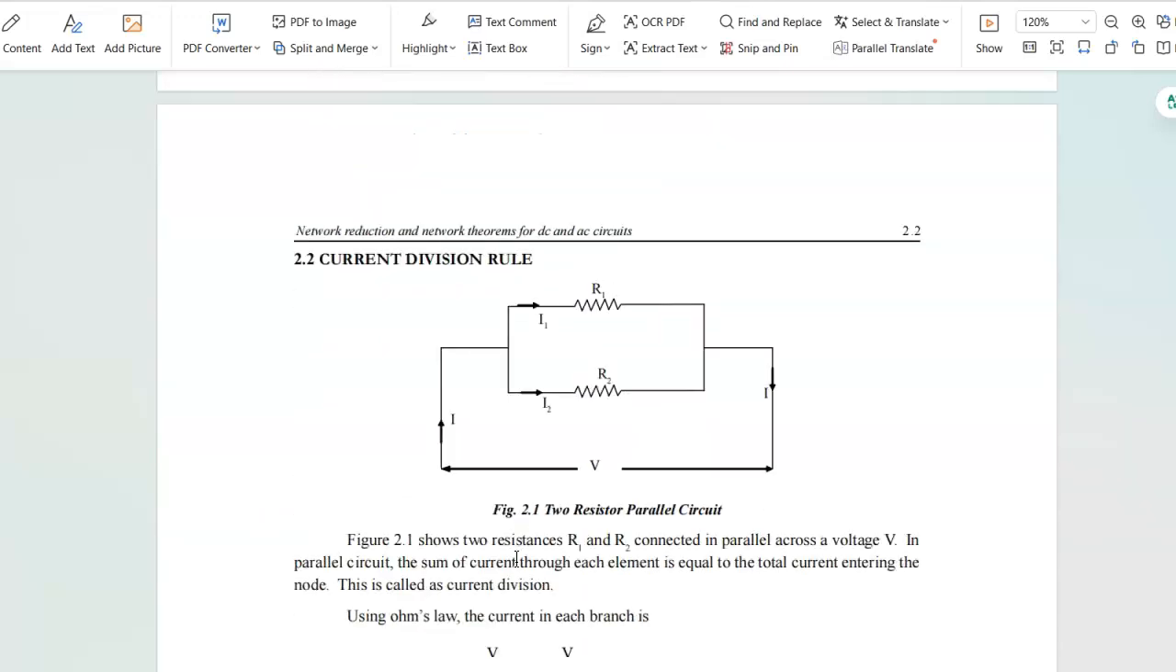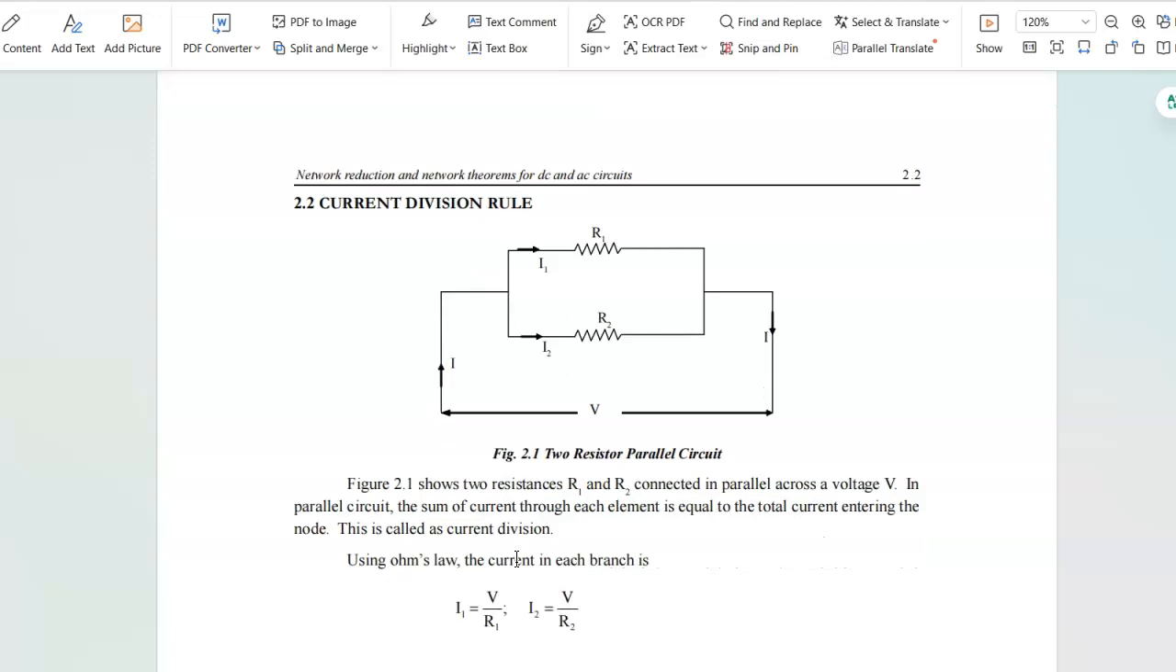Coming to current division rule. The current division rule is applicable for parallel combination of a circuit. Look at the figure. Here R1 and R2 resistances are connected in parallel. Voltage V is connected across this parallel combination. Now the voltage drop across R1 is also V, the voltage drop across R2 is also V. The current flowing through R1 is I1 and through R2 is I2.